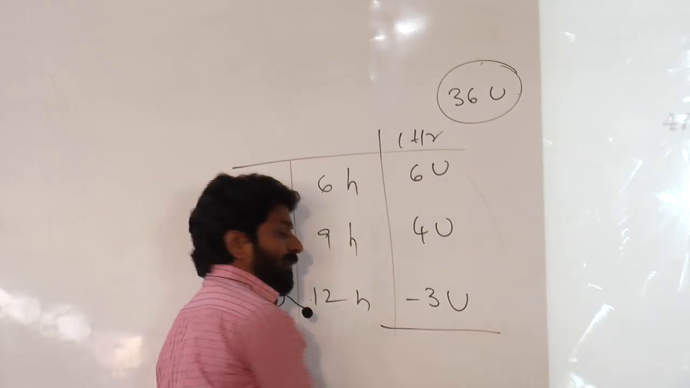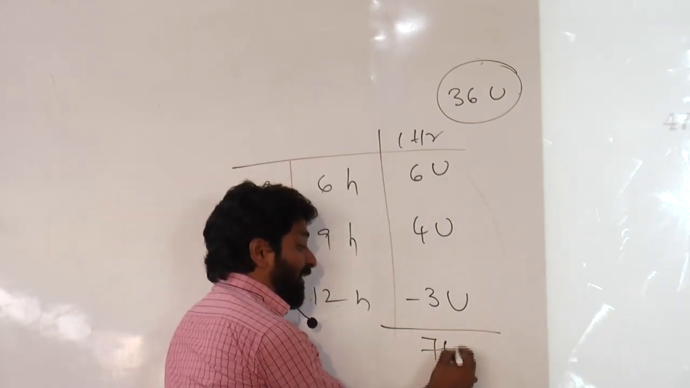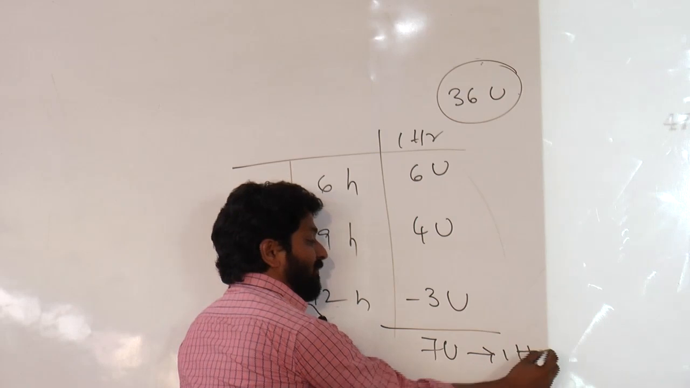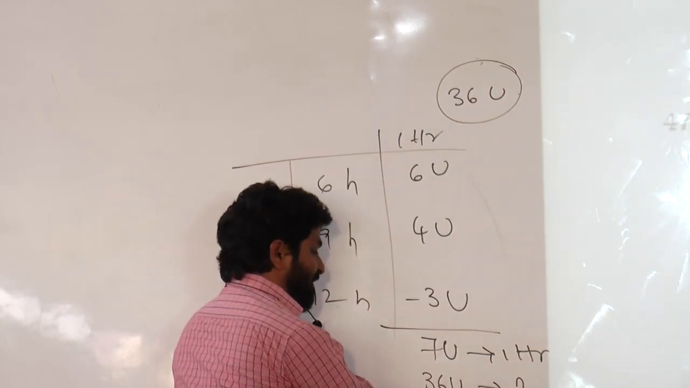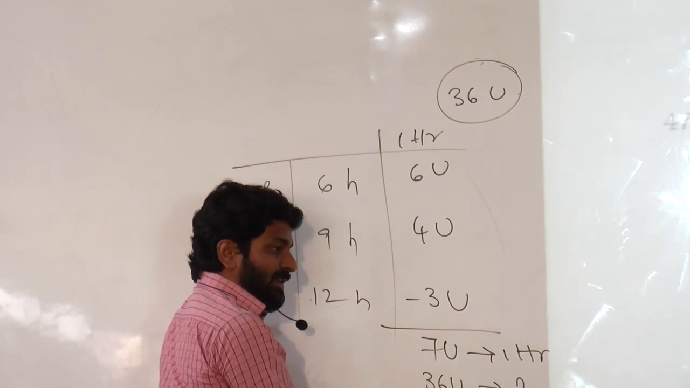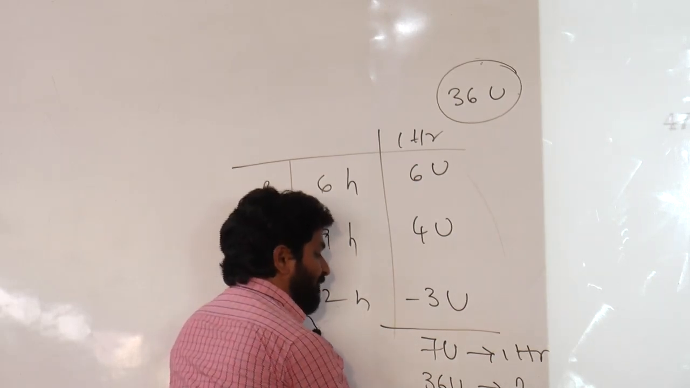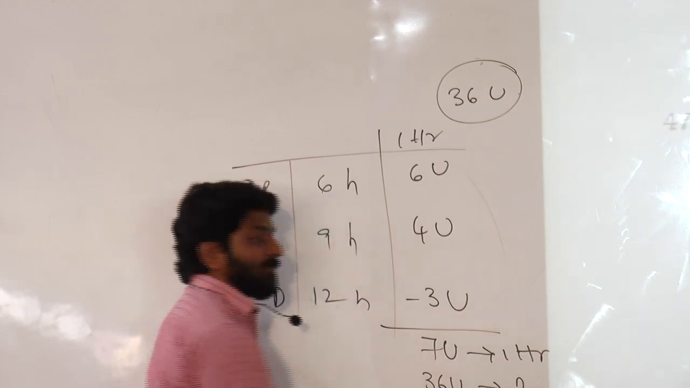All are open. They can fill 7 units in 1 hour. And total quantity is 36 units. For 36 units, what is the time taken? 36 by 7, which is 5 and 1 by 7 hours.